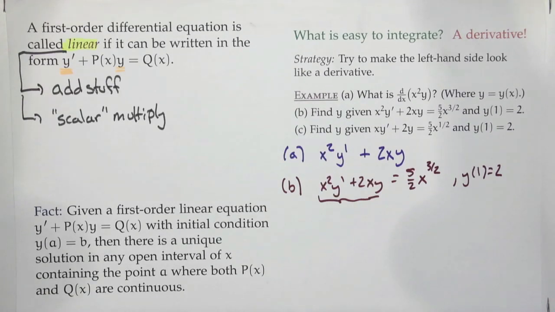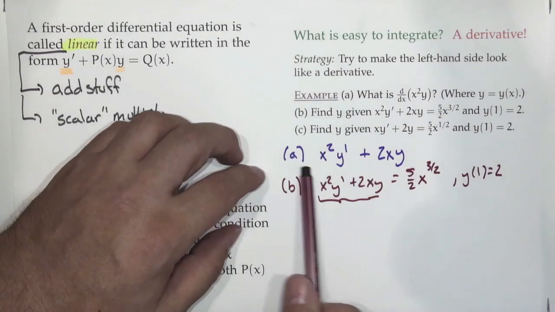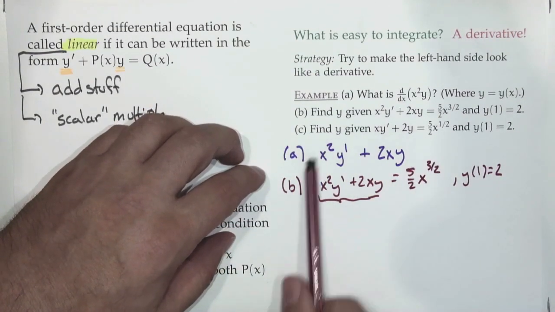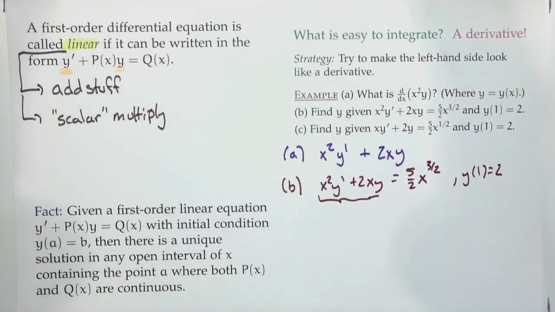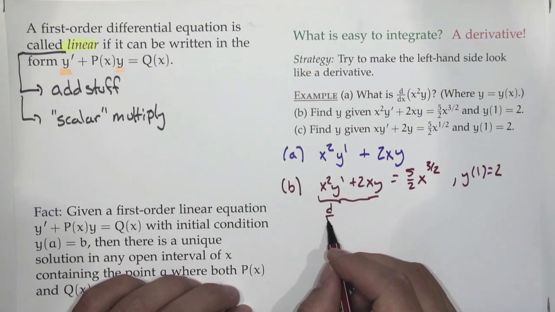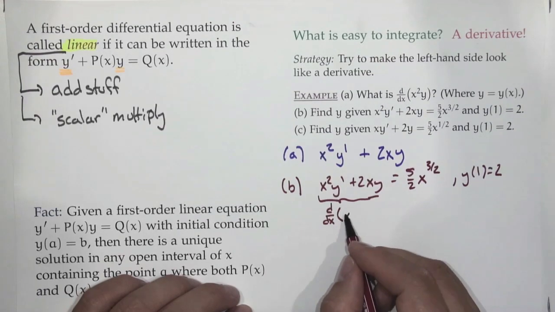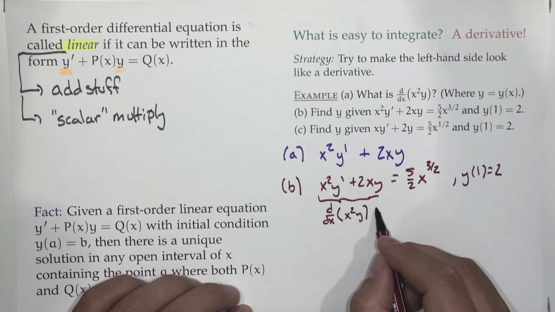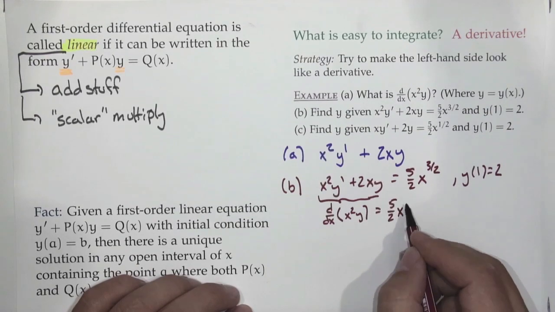Have we seen it anywhere before? Part A! Exactly, it's right there! Right there! Oh my goodness, wow. Okay, so we say, wait a second, this left-hand side, it's the derivative of x squared y. And that equals 5/2 x to 3/2.